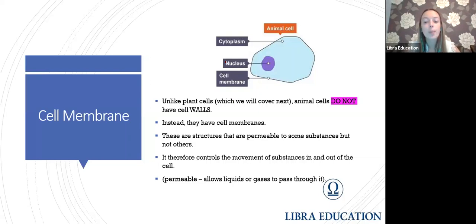Cell membranes are permeable to some substances, but not to others. Permeable means it allows liquids or gases to pass through. And obviously that means, for example, things like oxygen can enter the cell, things like carbon dioxide can leave the cell. However, certain substances wouldn't have the capacity to enter, which is a protection mechanism of the cell. So because of this permeability, the cell membrane is actually responsible for controlling the movement of substances in and out of the cell. That's obviously a very important point there.